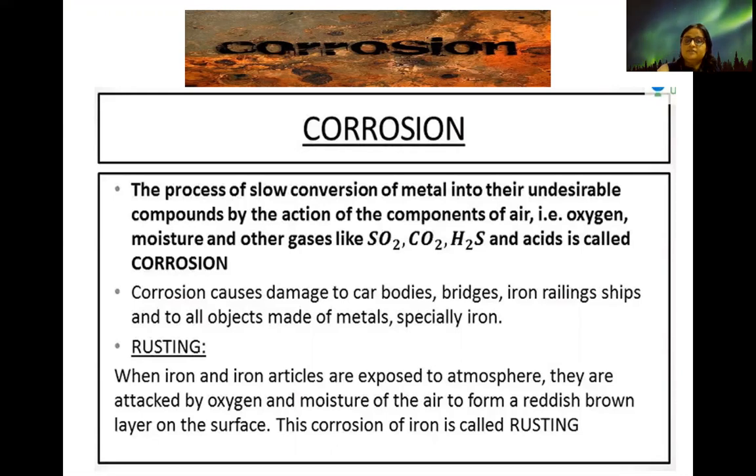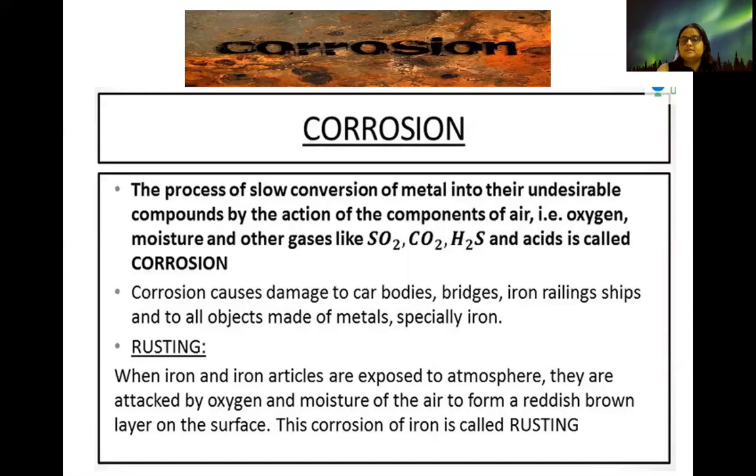So first of all, let's define rusting. Rusting is when iron or any iron article is exposed to the atmosphere, means when it comes in contact with acidic gases or moist air or any such thing. What happens? It is attacked by oxygen and moisture, and it forms a reddish brown layer, which we have already mentioned. You can see the corrosion picture I have put here, just to give a look at rusting or the corroded things. And it makes our substances look ugly also.